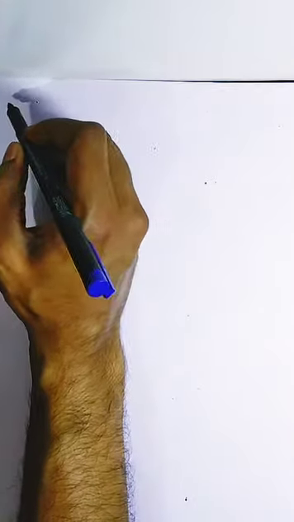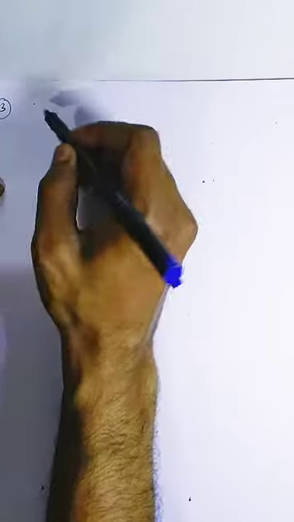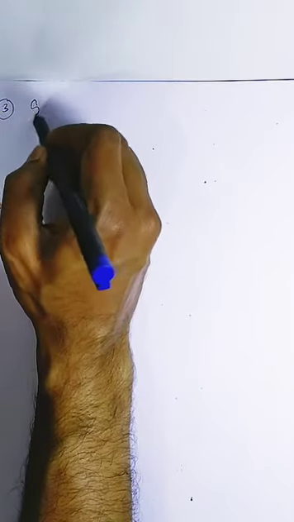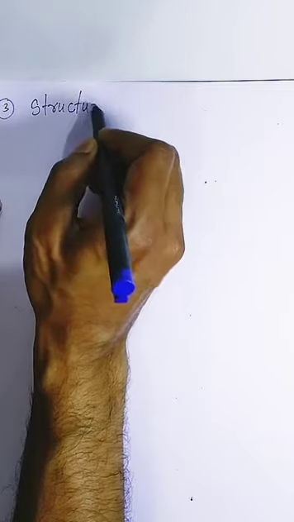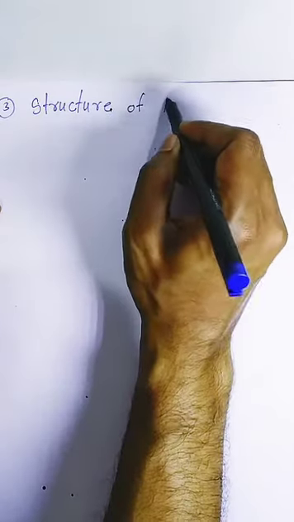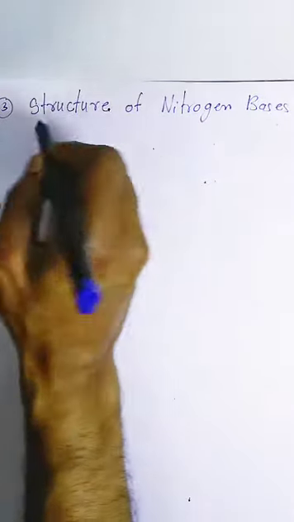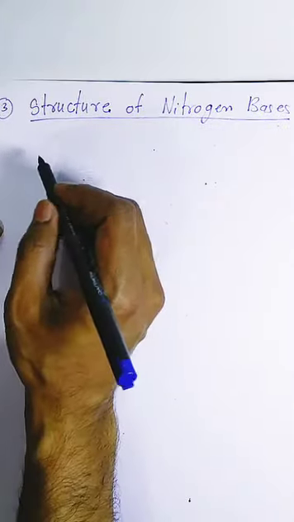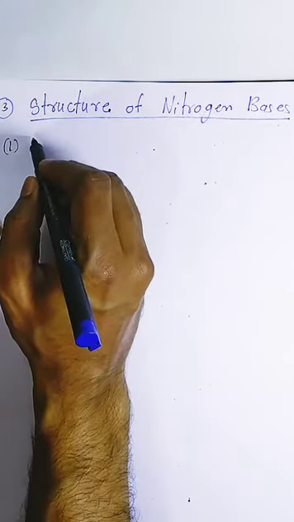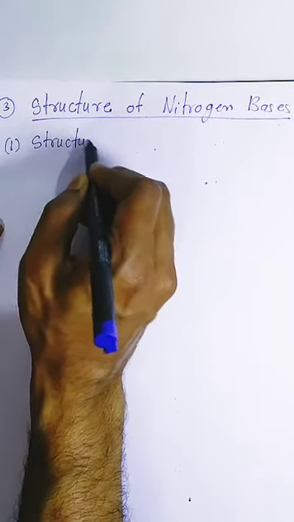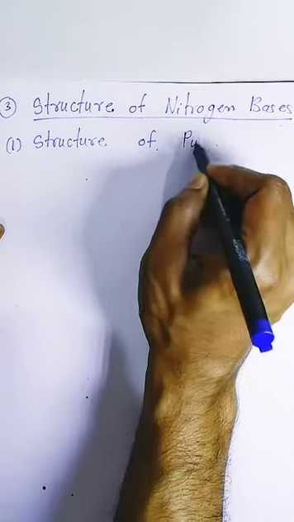Now students, we will see the structure of nitrogenous bases. The third component of DNA is the nitrogenous base. Structure of nitrogen base. In that, we will see first the structure of purines.